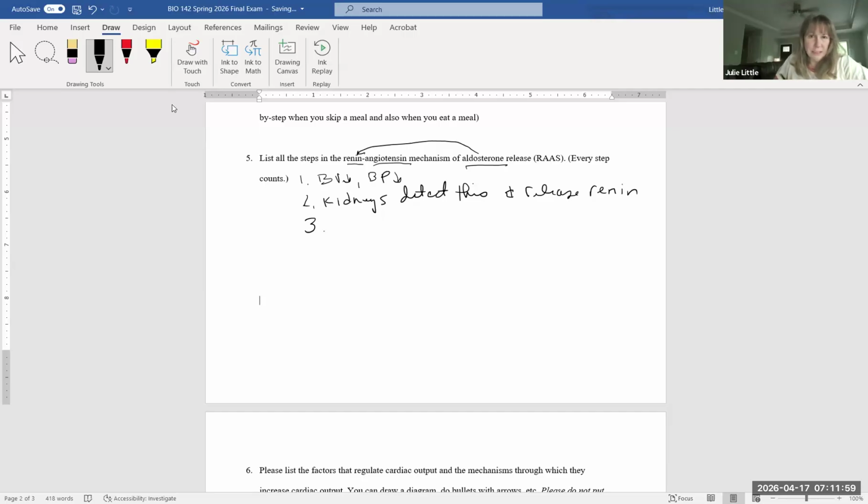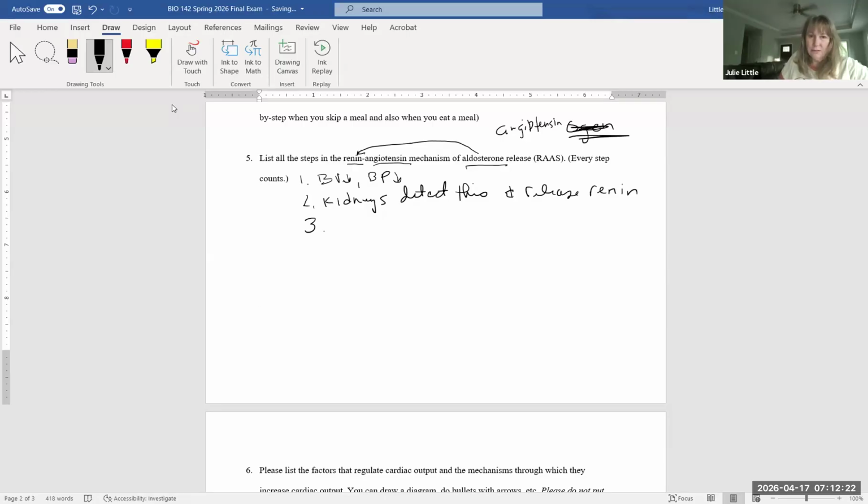So when renin is released, already in the blood, your liver has made a protein called angiotensinogen. If it ends in ogen, it is inactive. I'm not going to fit it in here. Tensinogen. If we activate it, it just becomes angiotensin.